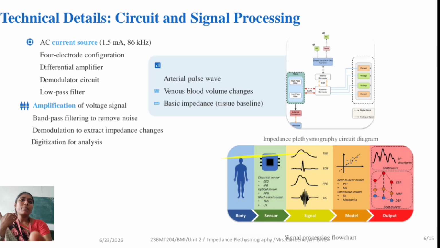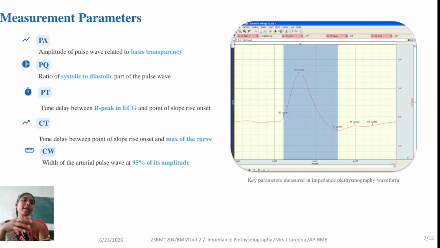Okay, so next we have the technical aspects: what type of source we are using, what type of amplification, and what output we will get here. That is a baseline output and venous blood volume changes you can get, and finally you have the arterial pulse wave, which is very important. So these are the parameters we will measure.